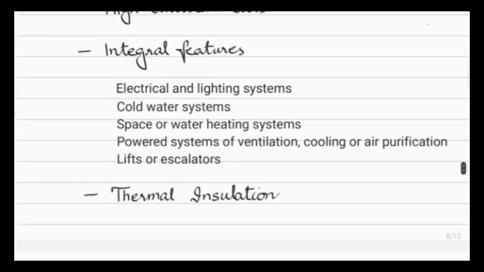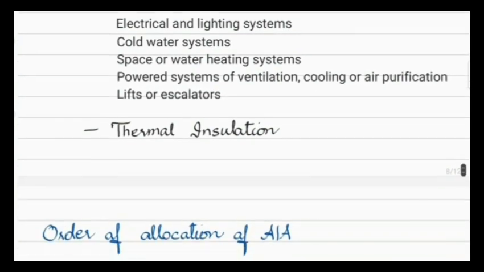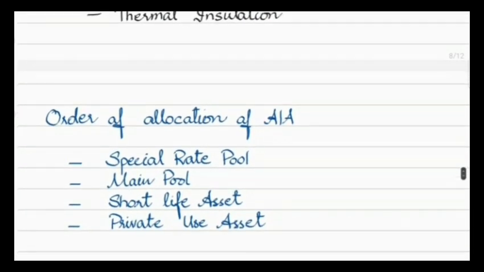Integral features: electric and lighting system, cold water system, space or water heating system, powered system for ventilation, cooling or air purification, lift or escalator, and thermal insulation.